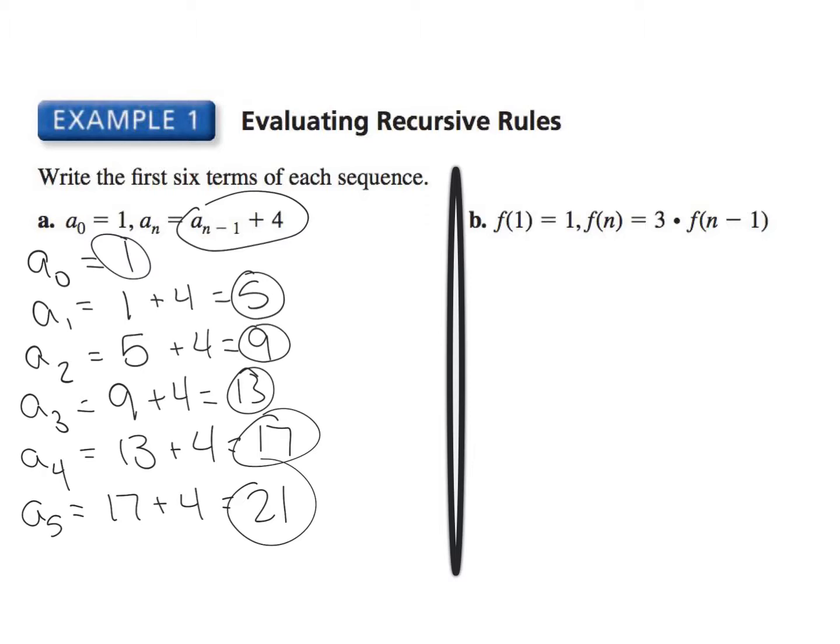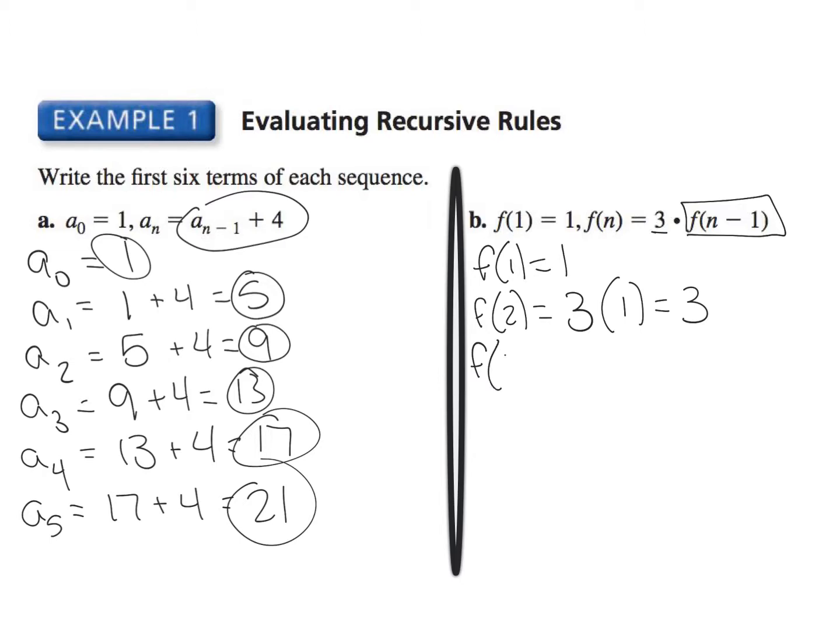So let's look at B. B says I have f of 1 equals 1. So that's the first term that I'm starting with. And then it says over here that this is 3 times f of n minus 1. So what you're going to do for f of 2, it's going to be 3 times my f of 1 term, which is 3. Notice how you're not plugging in the 2, which is like the value term. You're plugging in the prior output.